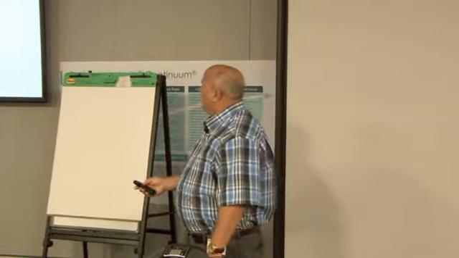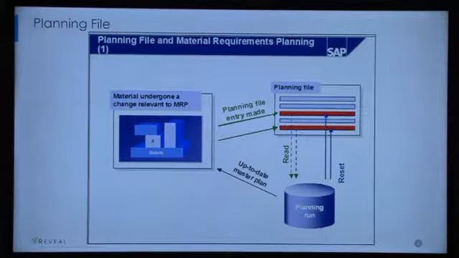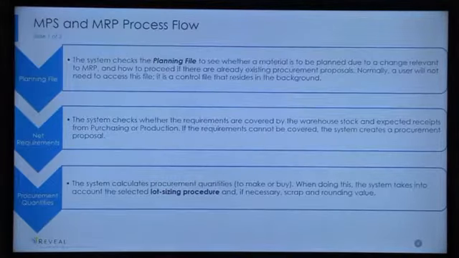Okay. So there's your planning file. Material undergoes a change relevant to MRP, and MRP knows what all those changes are. Okay? And then it puts an entry to the planning file, runs MRP, and then resets it. So your MD and MRP process flow, the planning file, MRP looks at it. It checks whether your current requirements are covered by warehouse stock.